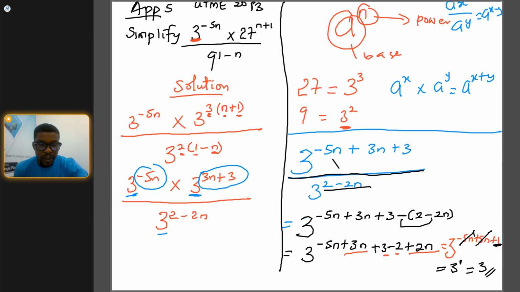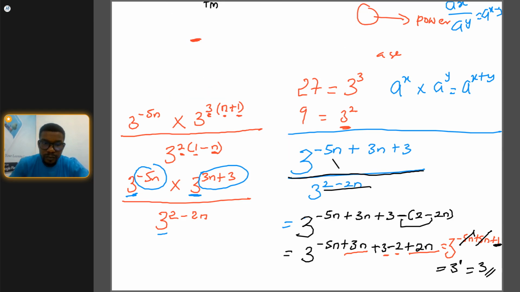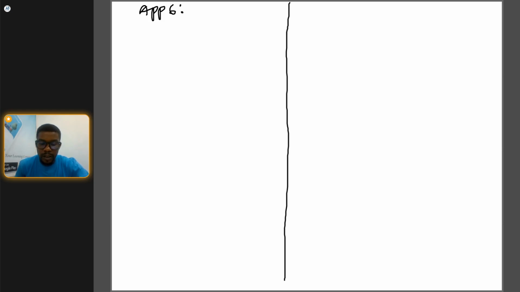Okay, so permit me to clean the board, to rub off what we have on the screen, so we can move to application 6. For application 6, we're going to consider a second question under surds. So let's consider this question under surds.